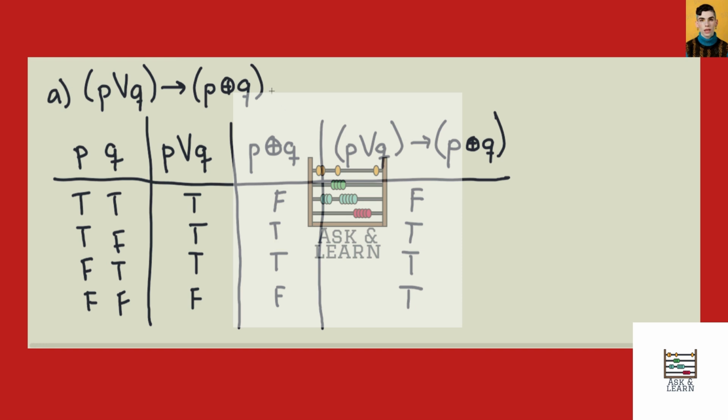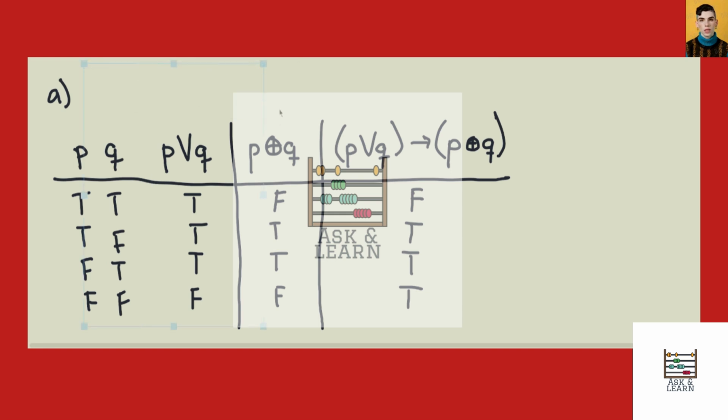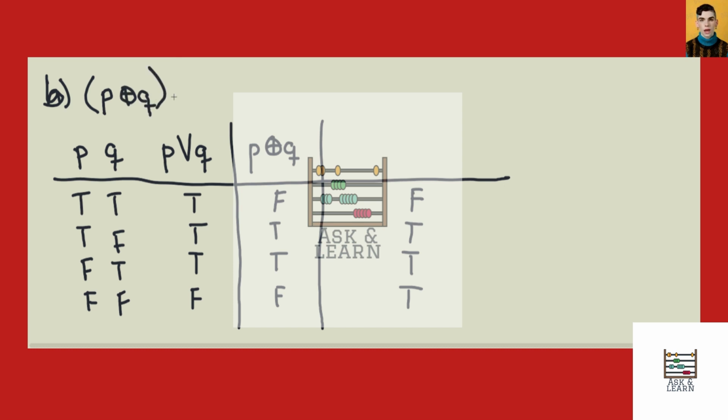Now, let's do B. So let's get rid of this that we already solved for. Let's get rid of this one, which we solved for. All right, so B, we know is P exclusive or Q, conditional statement, P and Q.